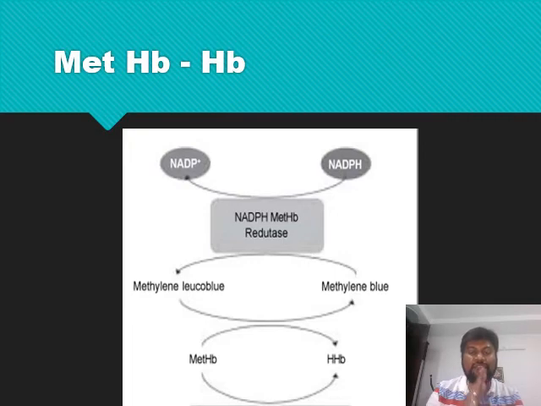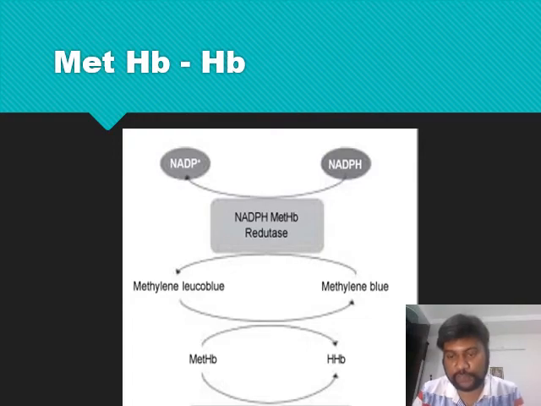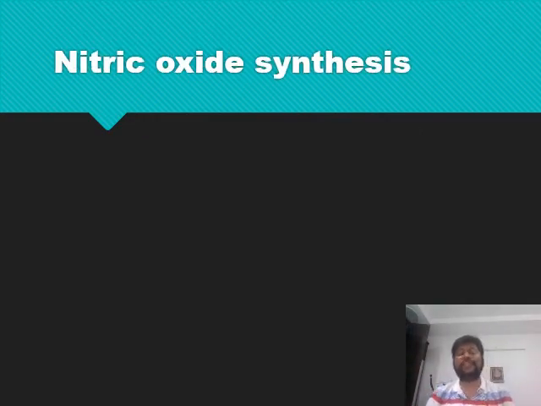The ferric ion, Fe3+, in the methemoglobin will be reduced and converted to Fe2+, so that it becomes normal hemoglobin and in turn can be utilized for oxygen transport. Next, finally, the last function is that it is also needed for nitric oxide synthesis.